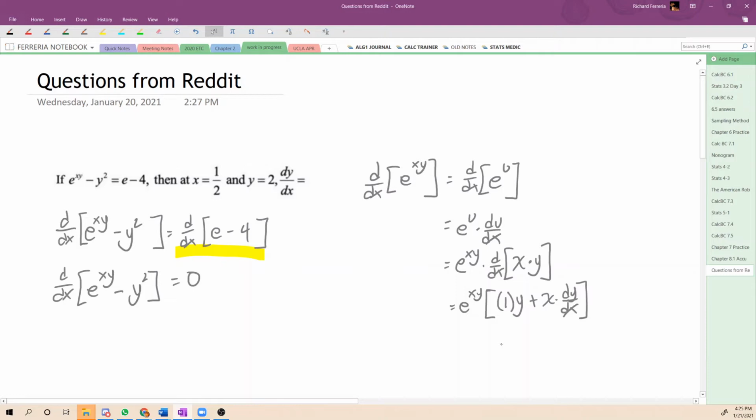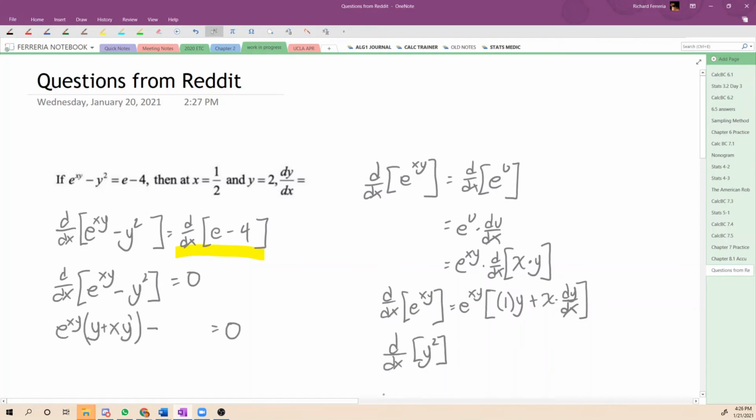X times y is a product, so the derivative of a product is the derivative of the first factor, x, multiplied by the second factor, so 1 times y, plus the first factor, x, multiplied by the derivative of the second factor, y, so x multiplied by dy dx. So now I have the derivative of e to the xy.